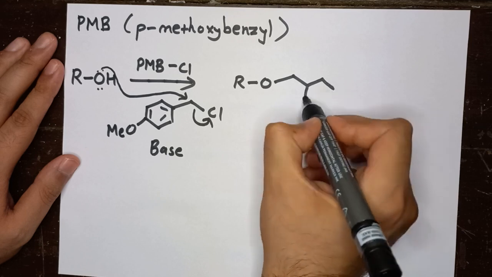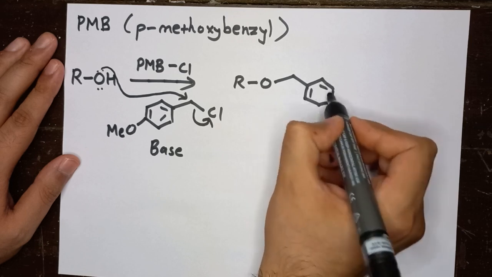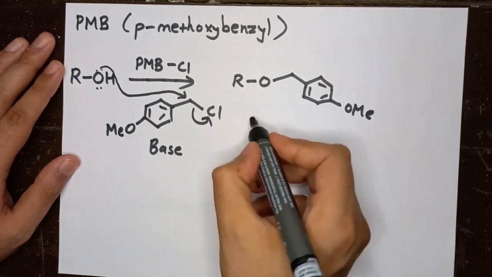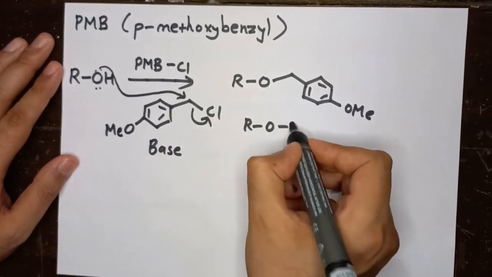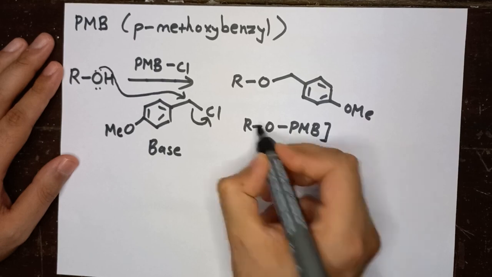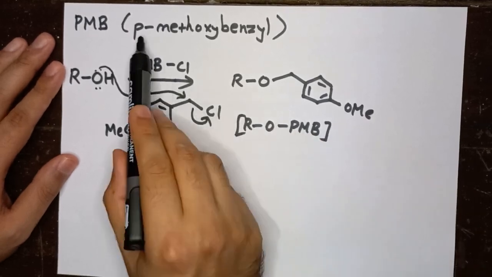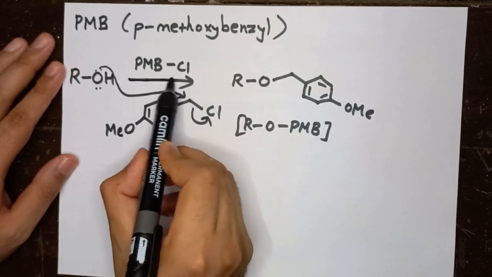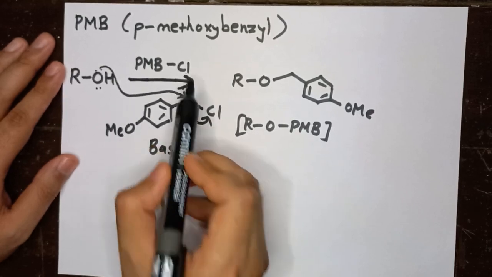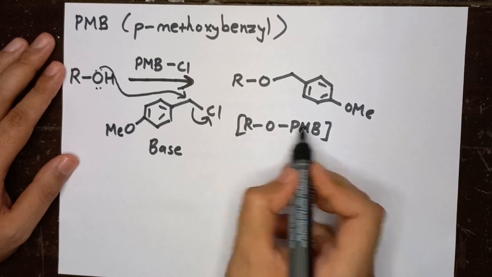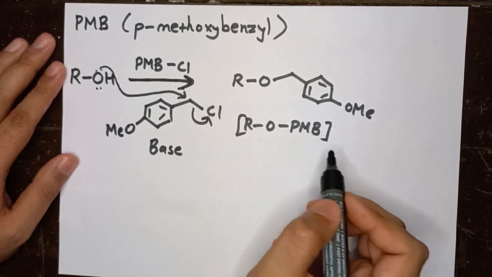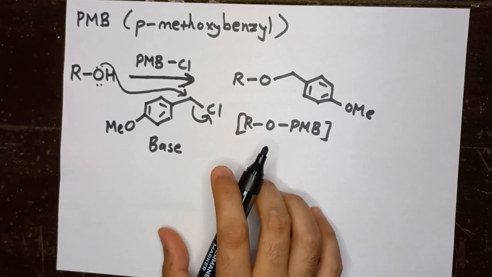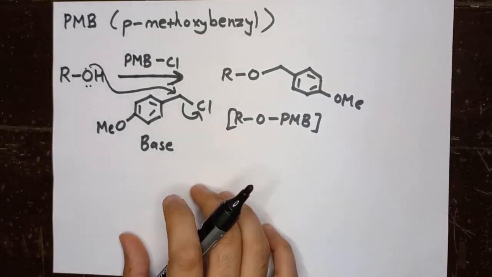a ring, and OMe. So this is what we call ROPMB. So to do para-methoxy benzyl chloride protection, you need to use this particular reagent in presence of a base, and you will be able to generate ROPMB. So this is about the protection by using PMB.